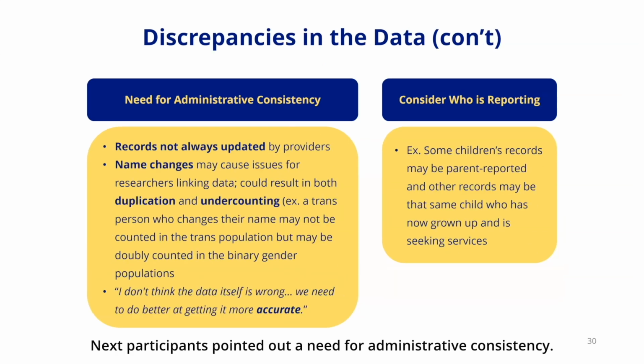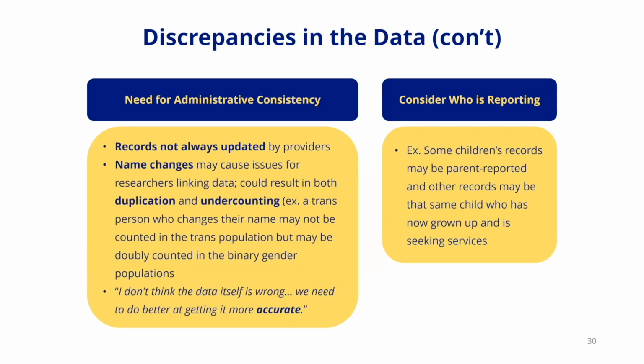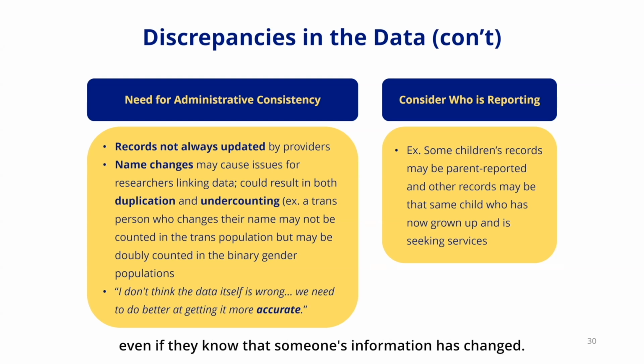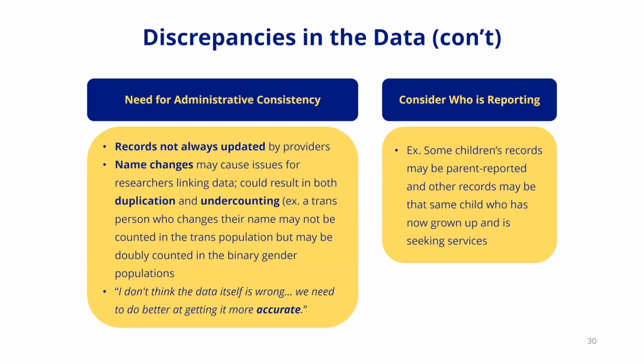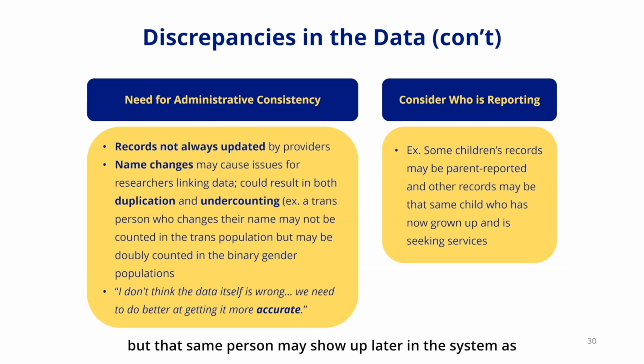Next, participants pointed out a need for administrative consistency. Records are not always updated by providers, even if they know that someone's information has changed. As noted earlier, name changes may lead to an undercount or an overcount of populations when researchers are unable to link records. And finally, some records may be parent or family reported when someone is a child, but that same person may show up later in the system as an adult having self-reported information.